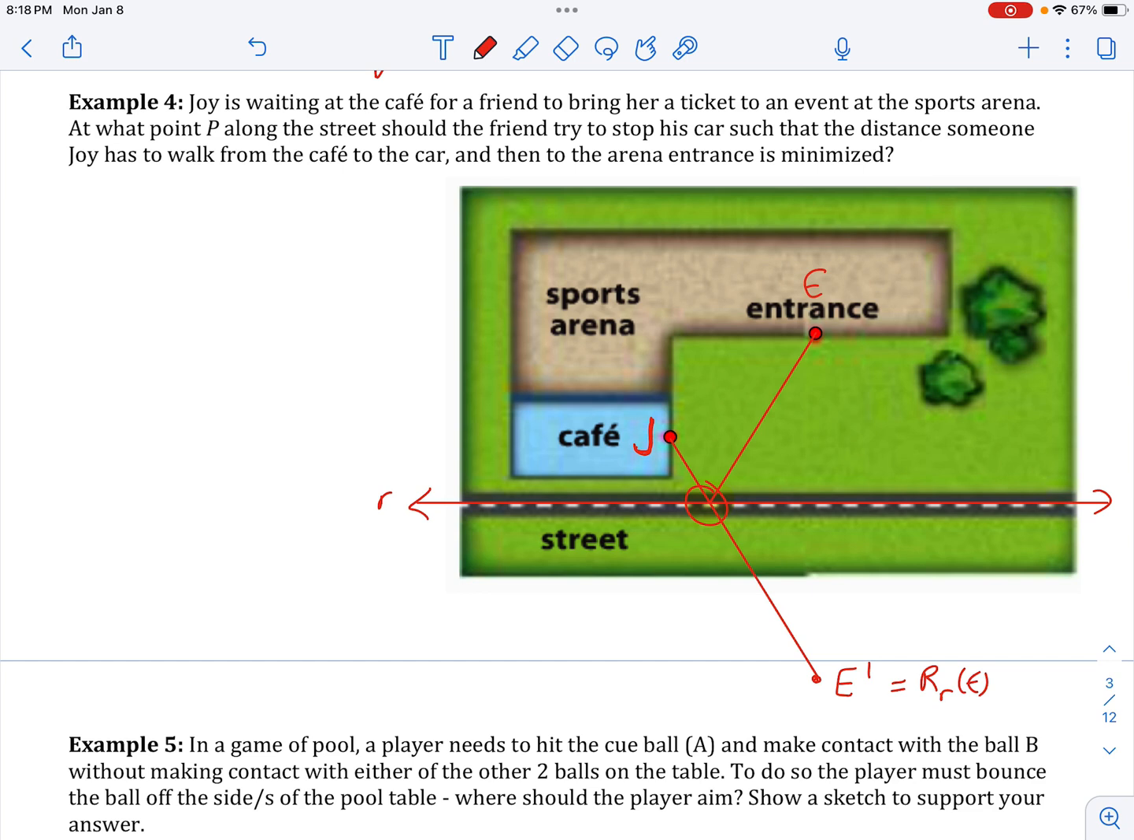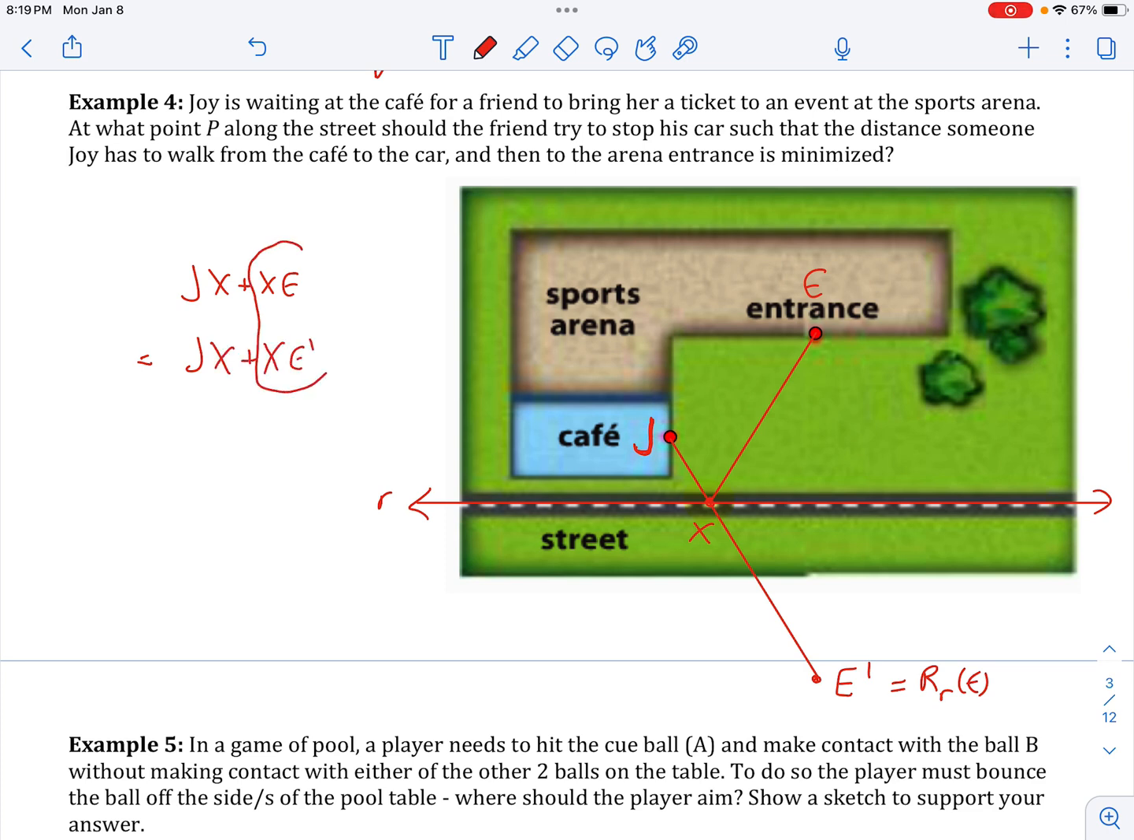This optimal point is where we're going to have this minimal distance from J to the road to E. Why is that the minimal distance? Well, we are going to spend time doing this in other contexts, but I'll tell you real quickly. We said reflections preserve distance. So let's call this point X, because it's like the answer, X marks the spot. J to X plus X to E is what we're calling this minimal distance. But J to X plus X to E also equals J to X plus X to E prime.